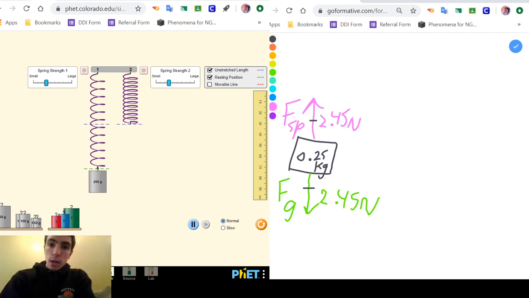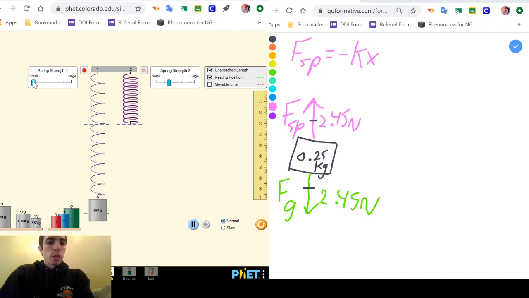So now that we've got our spring force, we can apply Hooke's law, which was that the spring force is equal to negative K times X, where this K is a spring constant. That's basically the stiffness of a spring, or the strength of a spring. Over in the simulation, we can control this spring constant by moving this slider along. Small would be the smallest spring constant that this allows for. And then as we increase to the first, second, third, up to this large setting for our spring strength, it gets stiffer and stiffer.